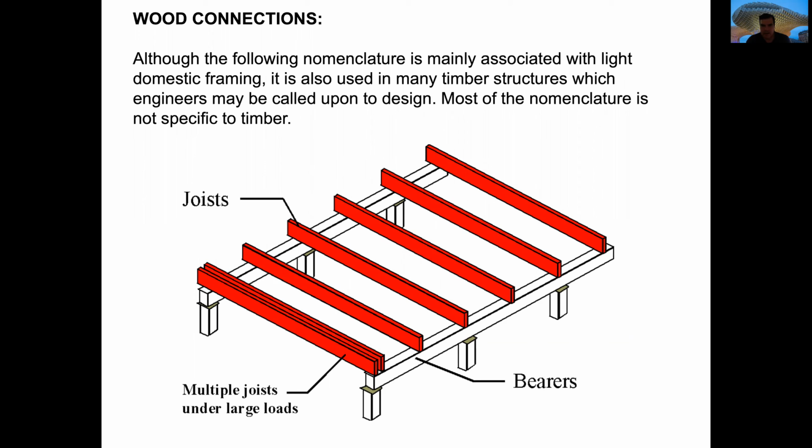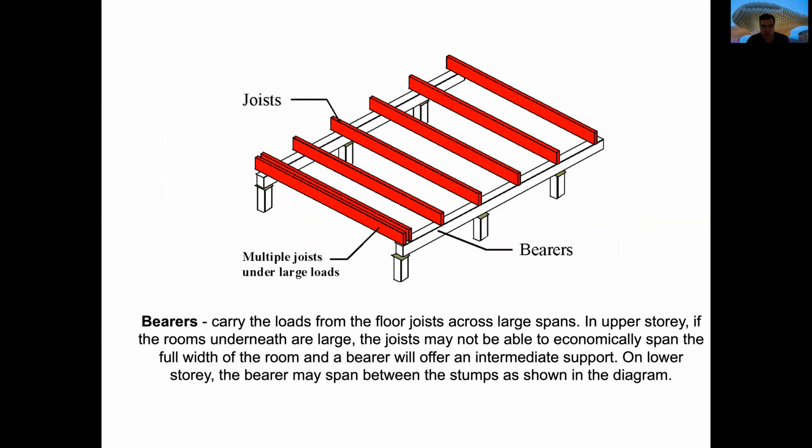This nomenclature is mainly associated with light domestic framing, but it's not used only for this, it's used for many other structural systems. As you know, usually there are columns or foundations that are supporting main beams, and the main beams are called bearers. And the bearers are supporting the secondary beams that are the joists. On top of the joists, we will have a floor system. The joists will usually have a shorter span and smaller dimensions than the main beams, which are the bearers.